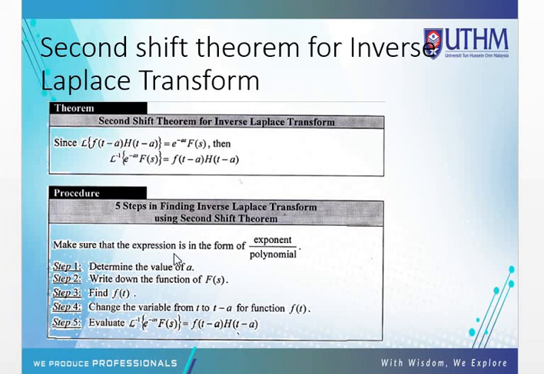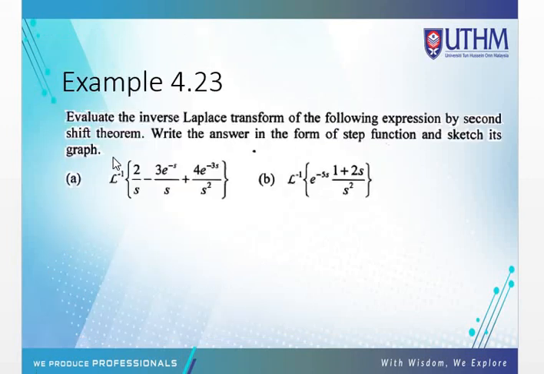So first of all, we need to make sure the expression is in the form of the exponent divided by the polynomial. And the first step is to determine the value of a. Then the second step, write down the function of F(s). Then find f(t). Then the fourth step is to change the variable from t to t minus a for the function f(t). Then the last step is to evaluate the inverse Laplace transform. Now let's look at the example.